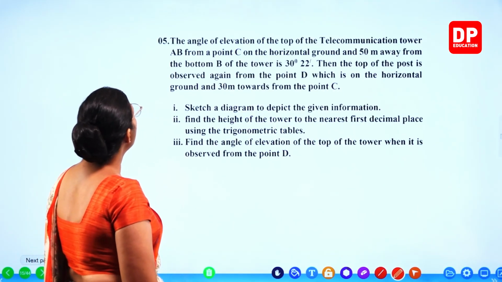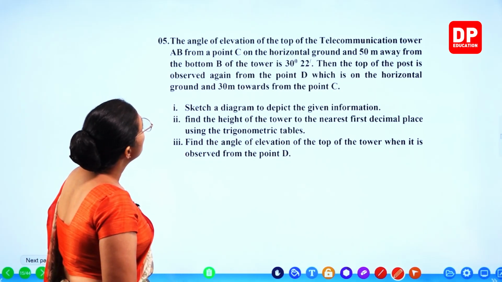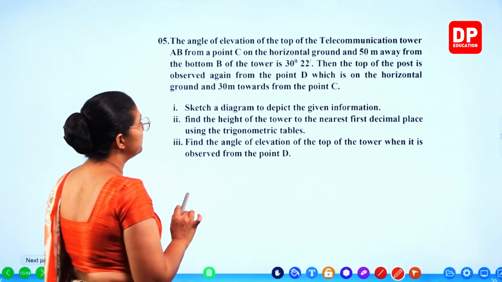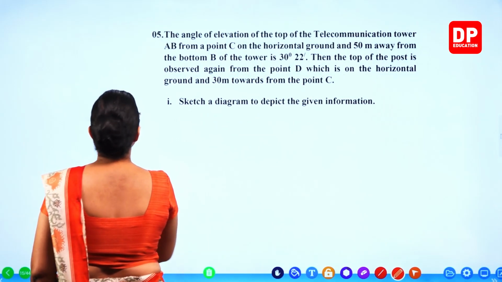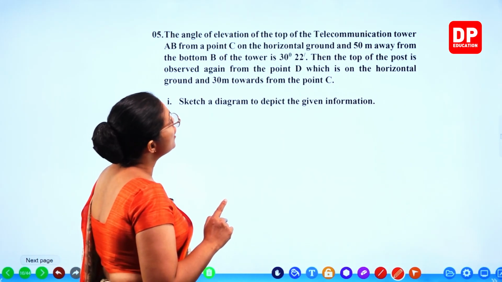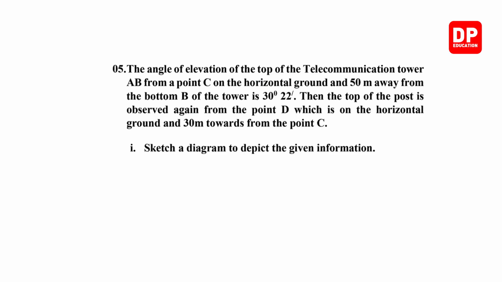Let's take question number 5. It's about scale diagram and trigonometry. The angle of elevation of the top of the telecommunication tower AB from a point C on the horizontal ground and 50 meters away from the bottom B of the tower is 30 degrees and 22 minutes.